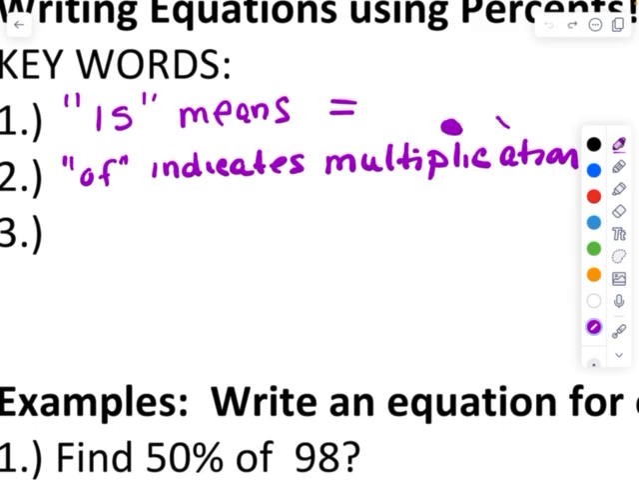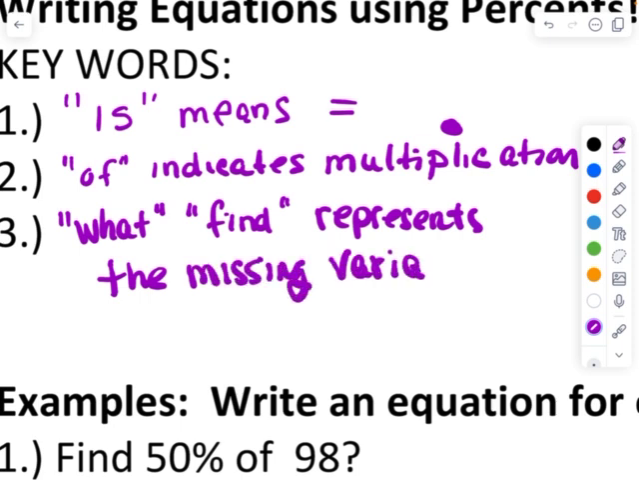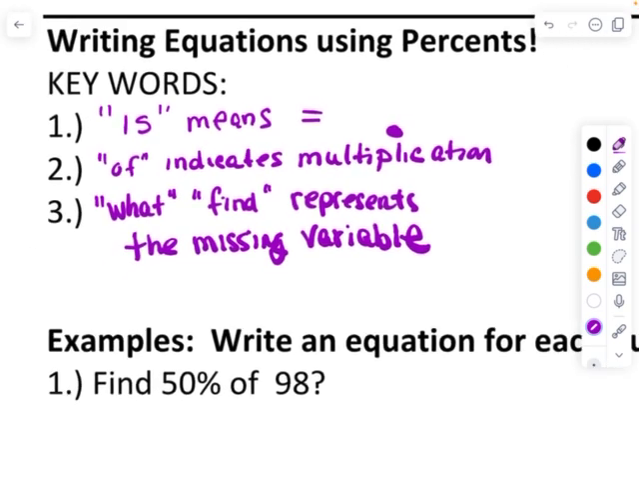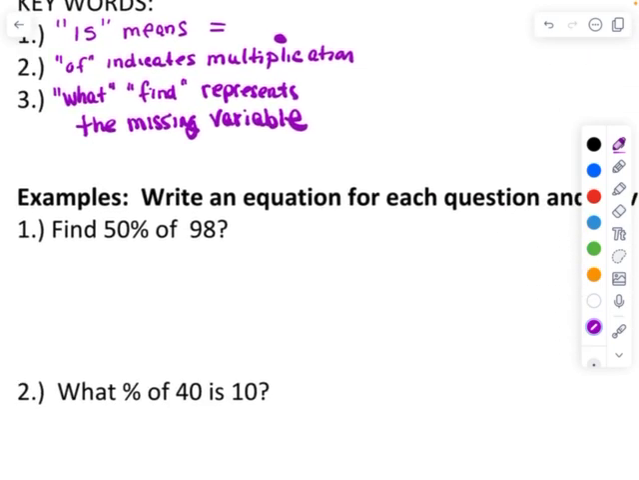Okay? And we'll use the point. We don't want to use x, because x will have a variable meaning. All right, so "of" means multiplication. And then we have "what" or "find," which represents the missing variable. So take a minute, hit pause, and copy those 3 bullet points down.